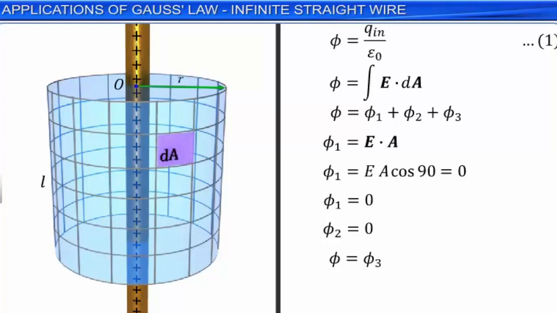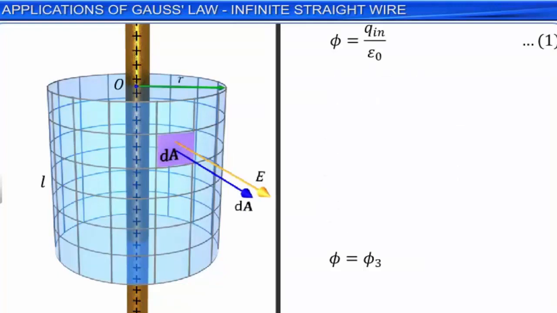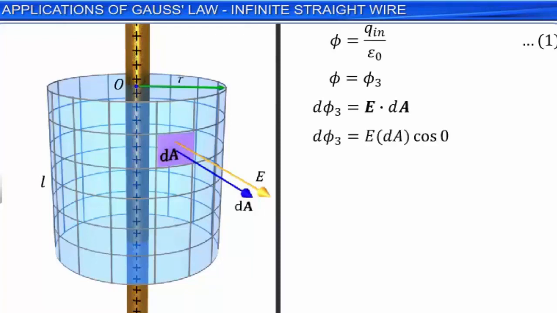The electric field strength E for any point on the surface is parallel to the area vector dA for the element under consideration. Since E will be parallel to the vector dA, we have electric flux d phi 3 passing through the element equal to E dot dA, which will be equal to E dA cos 0, and this will then be just equal to E dA. Let this be equation 2.